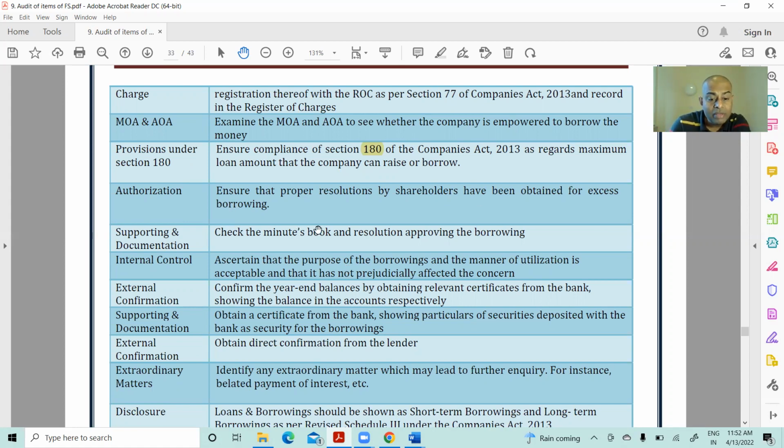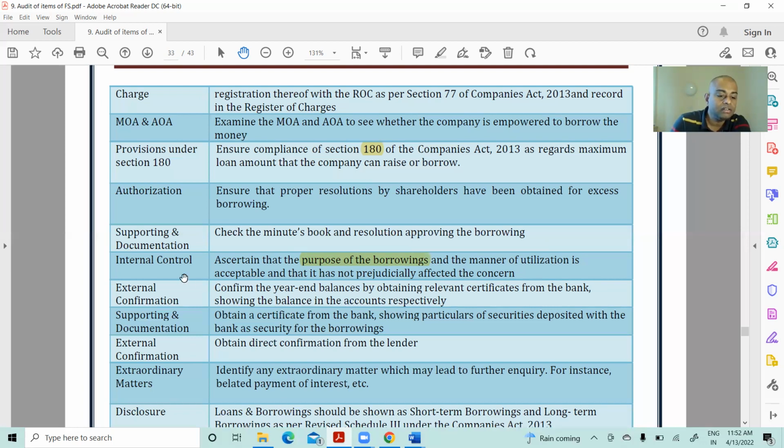That is, check the minutes book. Then internal controls. Ascertain that the purpose of borrowings and manner of utilization is acceptable and that it has not prejudicially affected the concern. So what is the purpose of borrowing? What is the manner in which the borrowed fund is utilized? Is it against the benefit of the company? That you are verifying here.